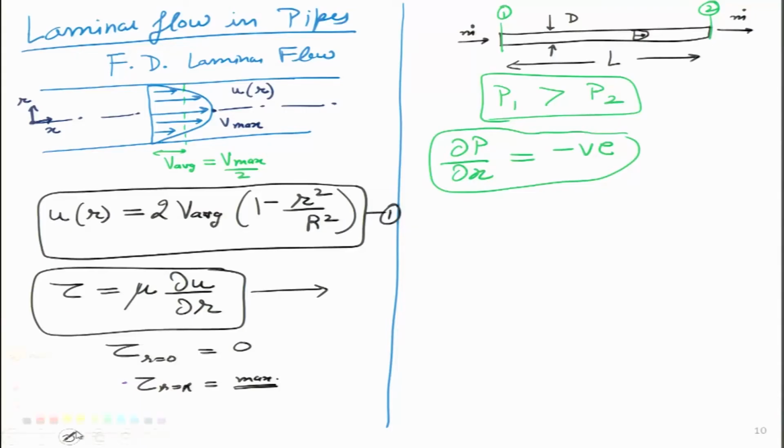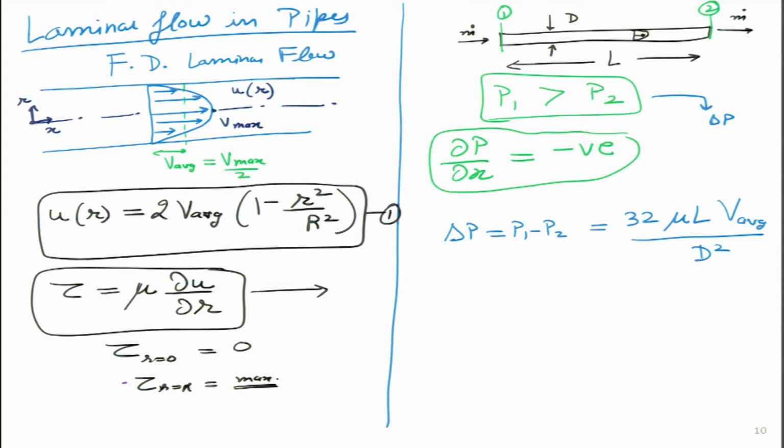because of shear and viscosity effects, a certain amount of power is actually being lost. And again we can obtain the relationship, and it turns out this expression, delta P, which I can write as P1 minus P2, turns out to be 32 mu L V average by d square.